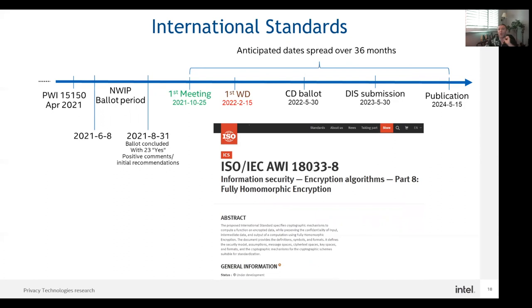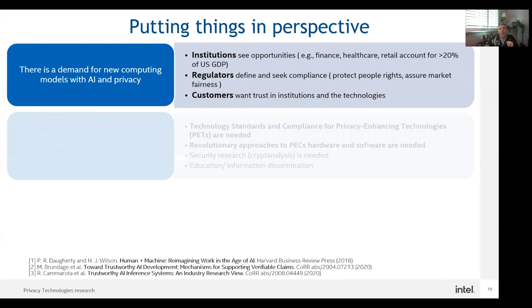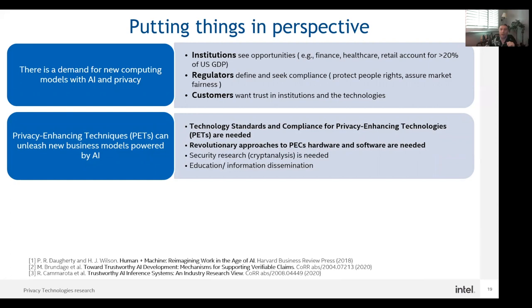And so, to conclude, there is demand for privacy enhancing cryptography, and this is to strike the balance between institution, regulator, and customers. That requires a mindset shift of the technology providers in every technology, one that takes into account a lot more stakeholders than before. Privacy enhancing cryptography can definitely play a key role in enabling new business models, as well as elevating the features and the capabilities of products that are already in the market.